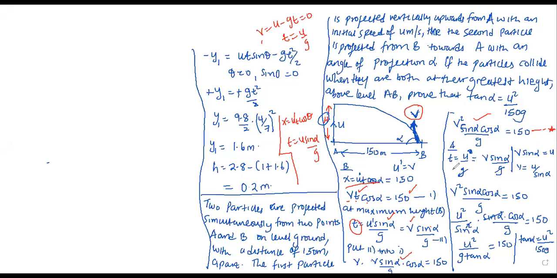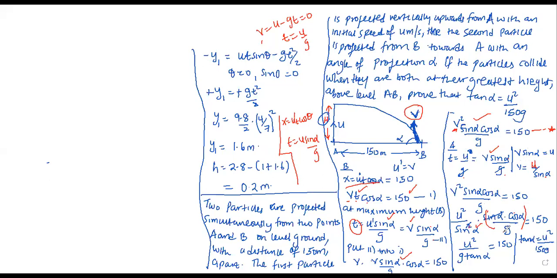Now, because the time for A is U over G, which is the same time for B, which is V sine alpha over G, I equated the two and I made V the subject, which is U over sine alpha. Then I substituted V here in V squared, which gives us U squared over sine squared alpha, which is this step, times this one, which was there already. Then you divide by sine, you keep one sine down.